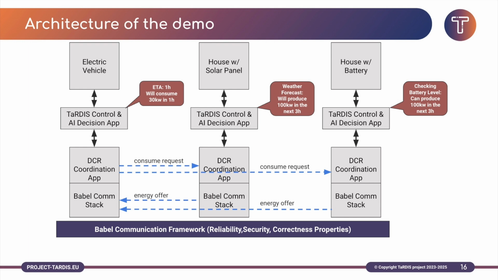So the vision for this demo and for TaRDIS in general is that on top of this DCR coordination app, there is a decision and control app that links to the device and uses some AI mechanisms to decide which actions to take at a given time. For instance, in this case, we have an electric vehicle that will have an ETA of 1 hour, and it will consume 30 kilowatts in 1 hour because it needs to charge. So the control app can communicate to our choreography that it wants to consume an amount of energy in a given time.